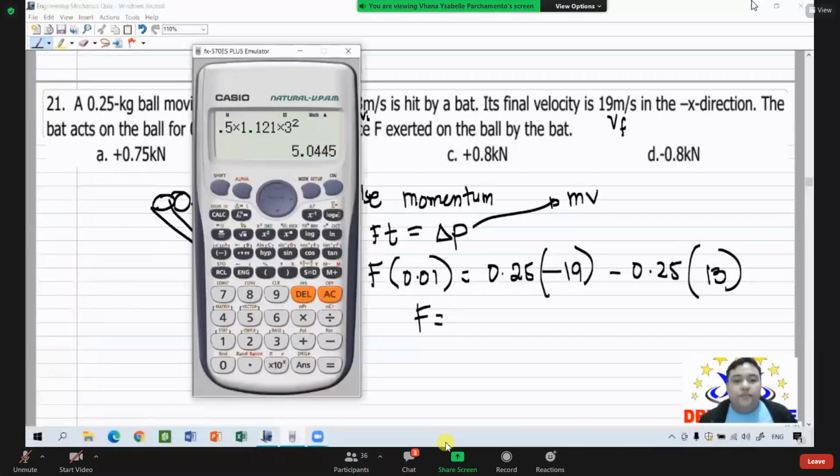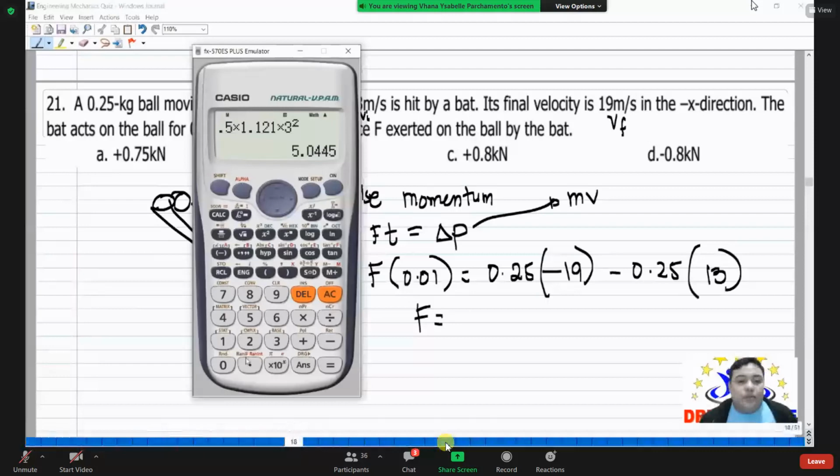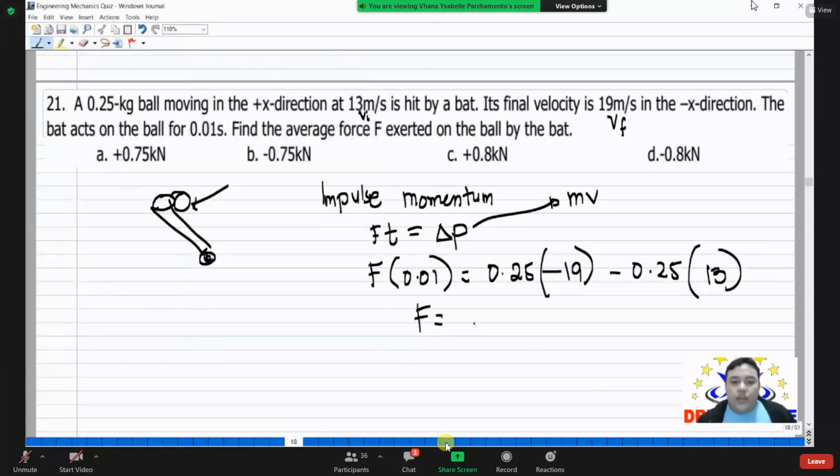So, 0.25 times negative 19 minus 0.25 times 13 divided by 0.01. So, which is equal to negative 0.8 kilonewtons. Letter D. Yan kasi yung pinaka-force after.